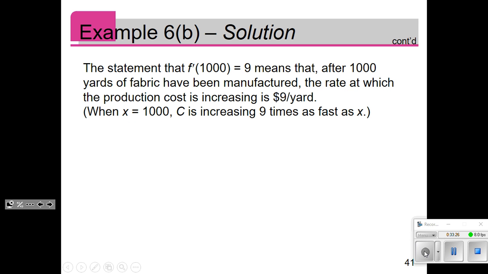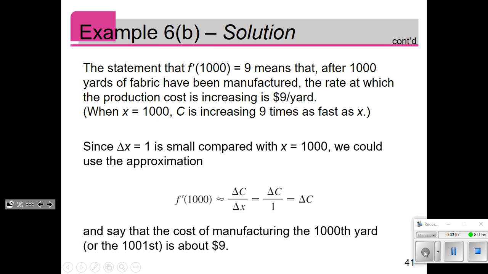So the statement that F prime of 1000 equals 9 means that after 1000 yards of fabric have been manufactured, the rate at which the production cost is increasing is $9 a yard. So when they hit 1000 yards of fabric, it's going to cost them $9 a yard, or a total of $9,000 to produce that. C is increasing 9 times as fast as X.